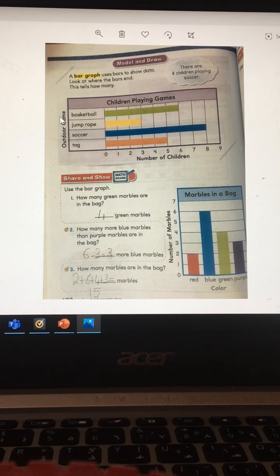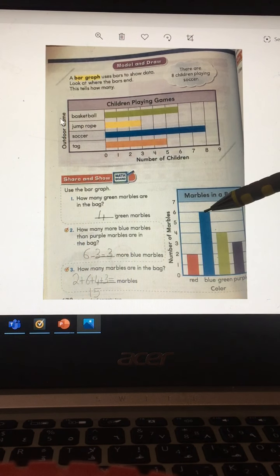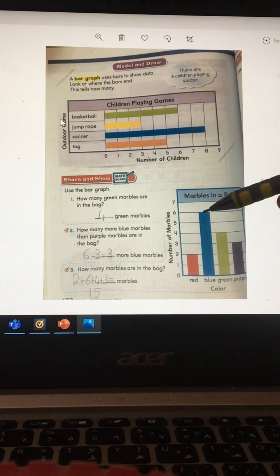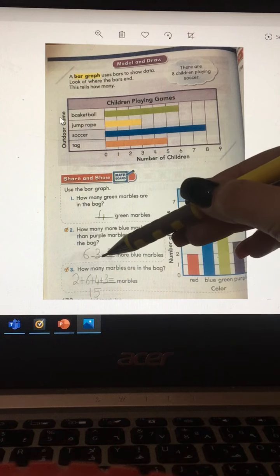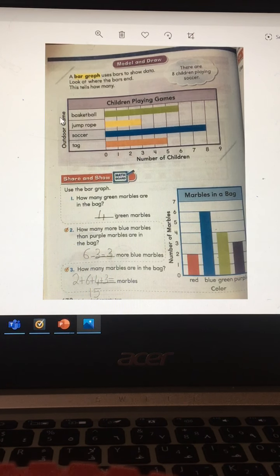So again, how many more blue marbles than purple marbles are in the bag? We are going to subtract the number of purple marbles from the number of blue marbles. The number of blue marbles is 6 and the number of purple marbles is 3. So 6 minus 3 is equal to 3. So there are 3 more blue marbles in the bag.